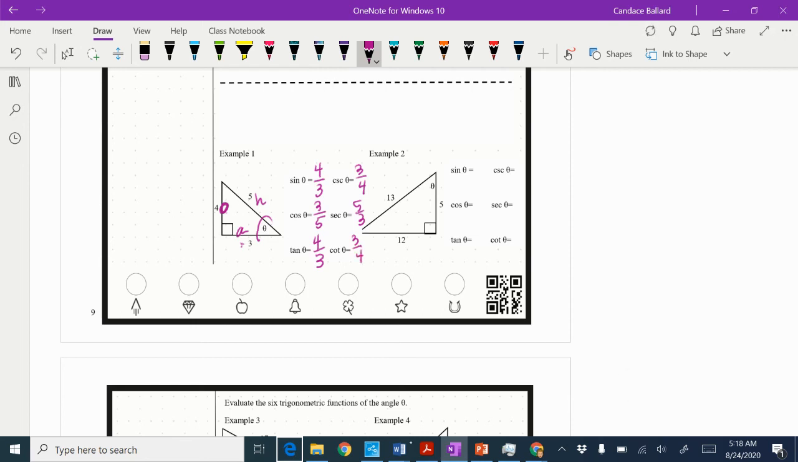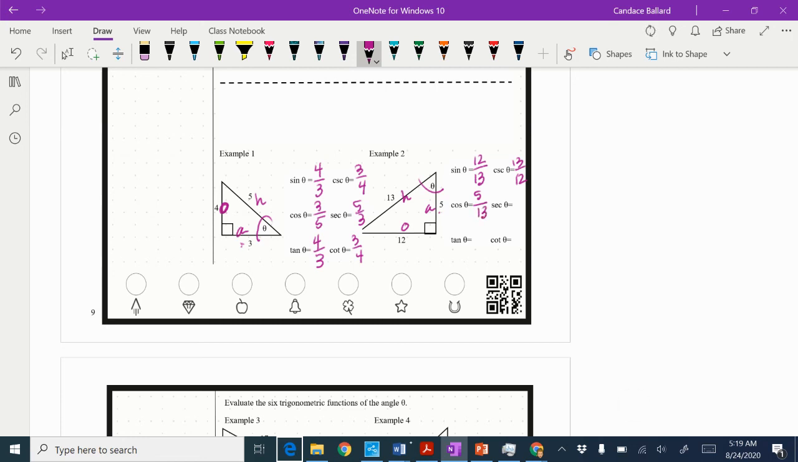So looking at example 2 here. My sine is the opposite 12 over the hypotenuse 13. Cosecant would be the reciprocal. My cosine, since this is the reference angle and I didn't label it, I'd label opposite, adjacent, hypotenuse. My adjacent 5 over my hypotenuse 13.